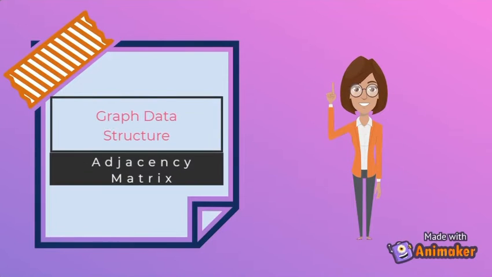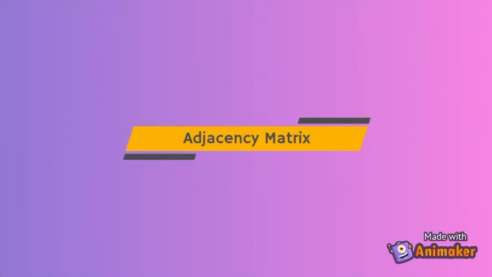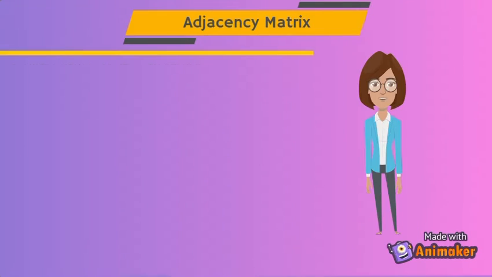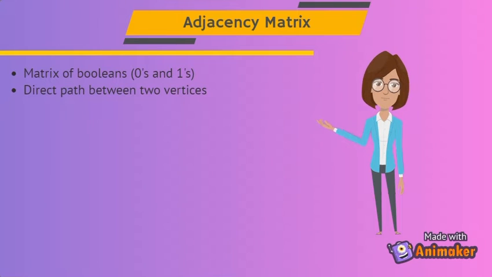Graph Data Structure Part 1. Adjacency Matrix. An adjacency matrix is a way of representing a graph as a matrix of booleans, zeros and ones.